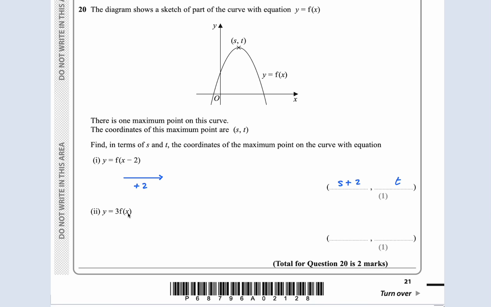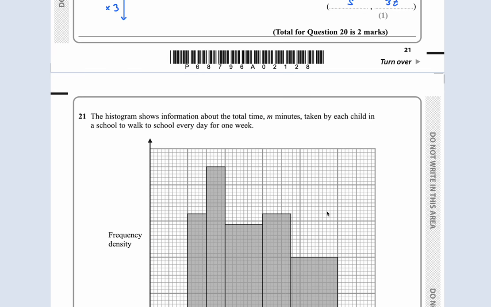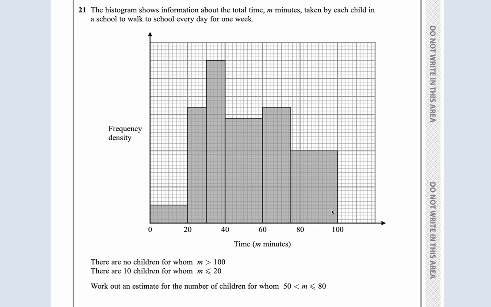This one, I need to stretch it vertically by 3. So it's a vertical stretch by 3. So I multiply the y coordinate by 3, which is t times 3, or 3t, and the x coordinate stays the same, so it's just s. So only 2 marks, guys, but if you know your transformations, an easy 2 marks.